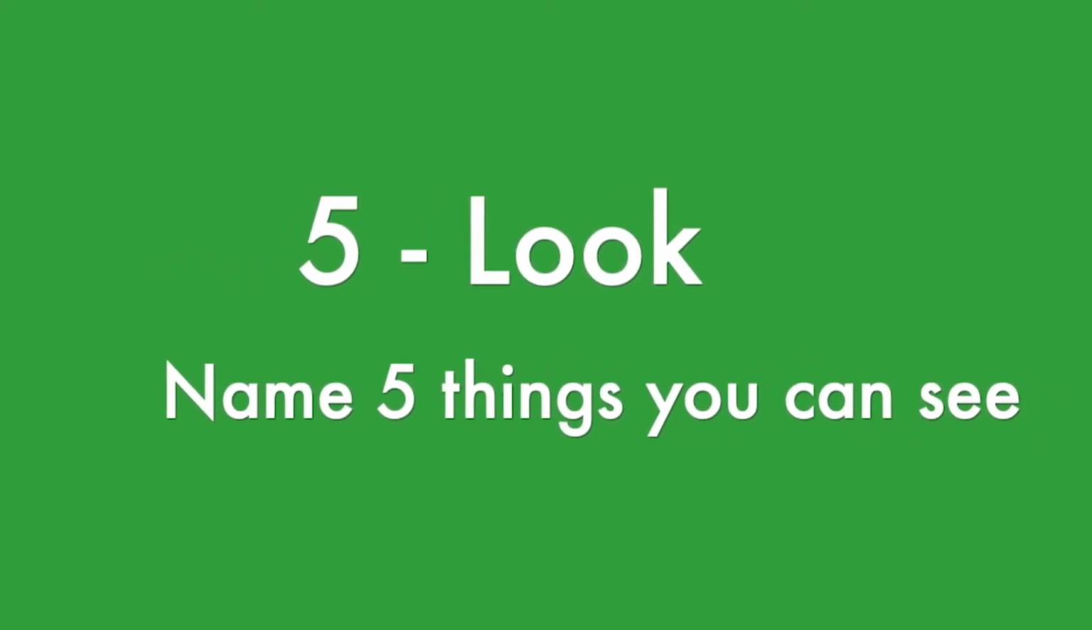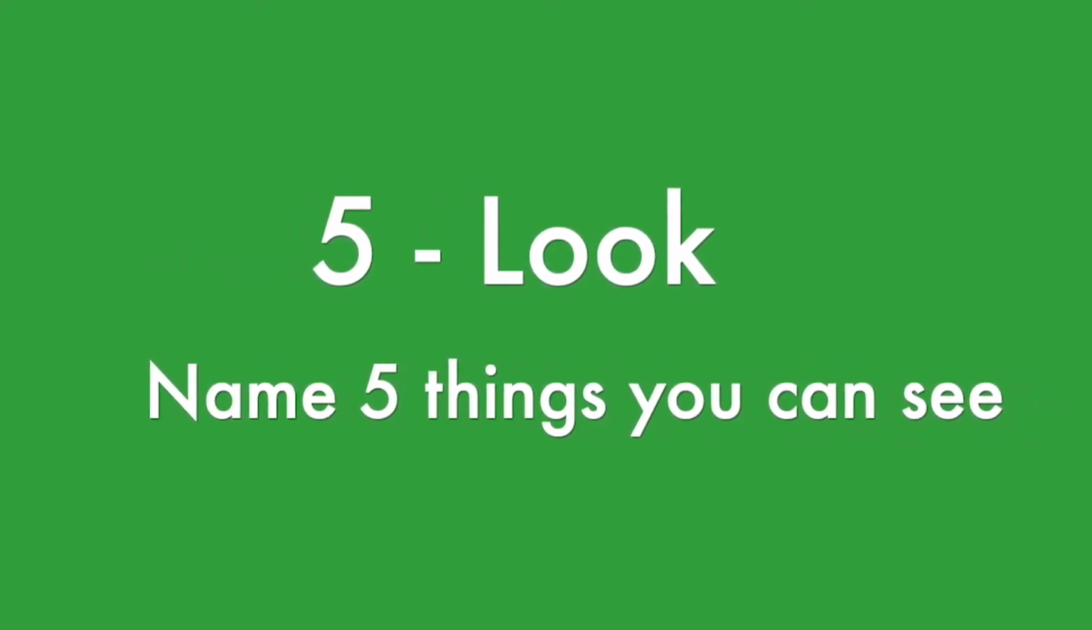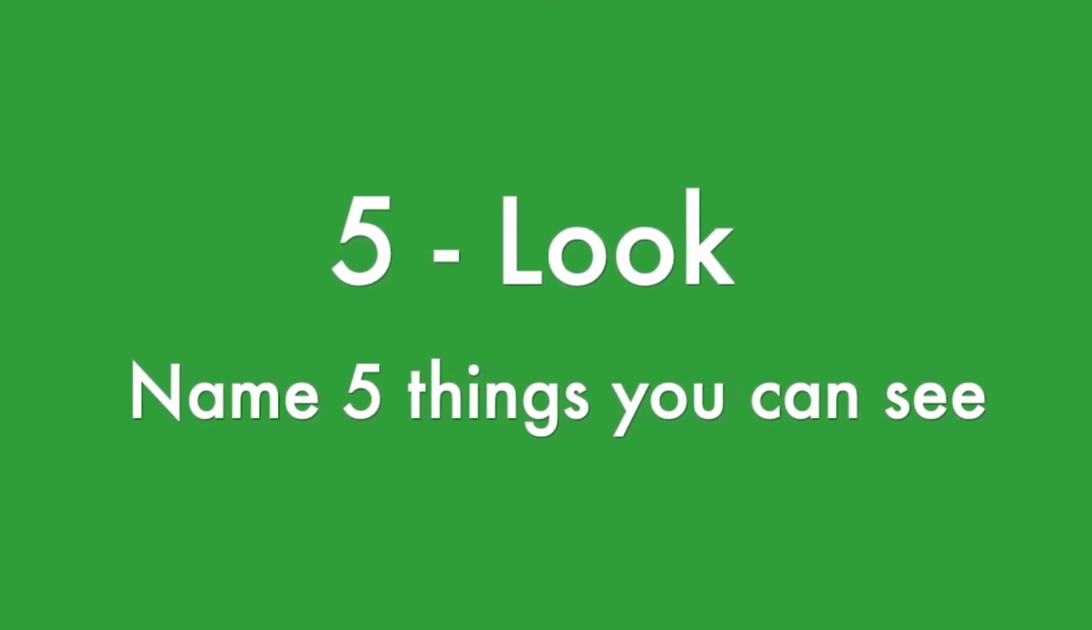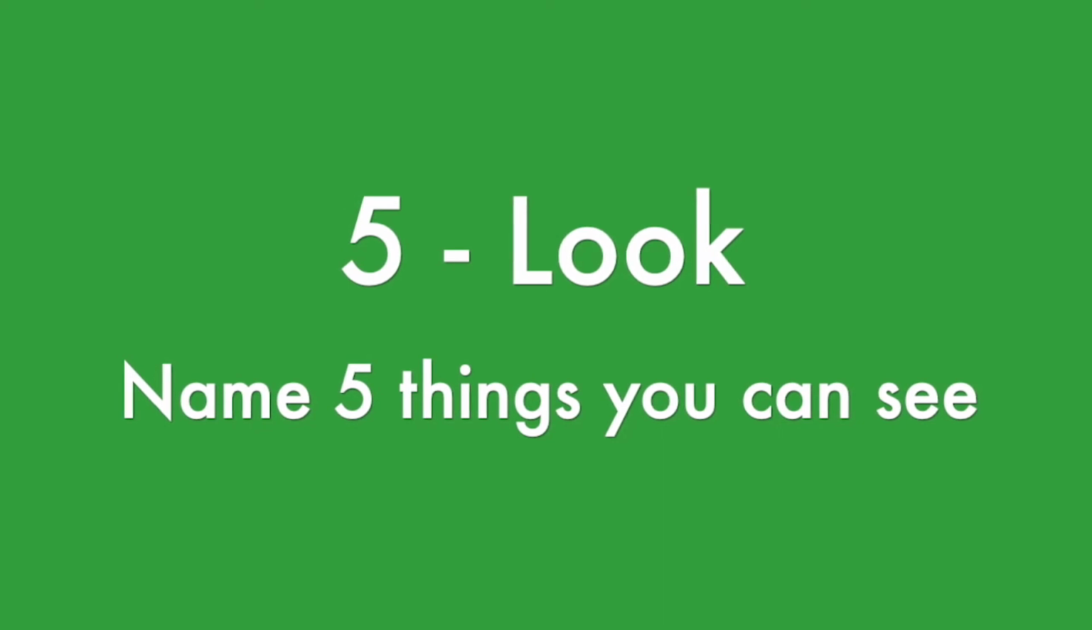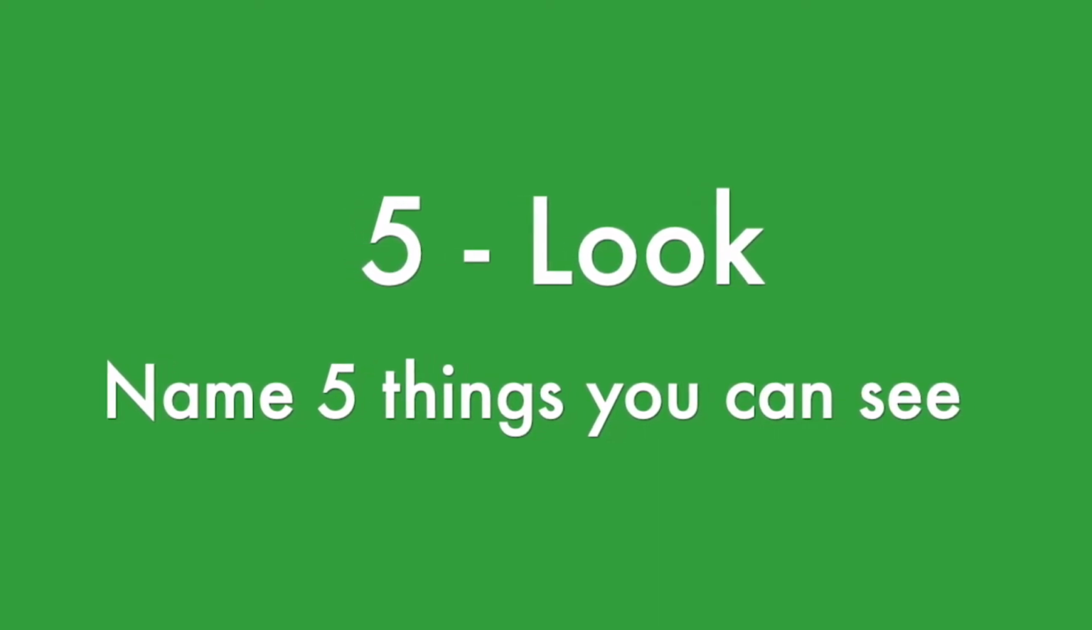Number 5, look. Look around for 5 things that you can see and say them out loud. You could say, I see my dog. I see the pillow on the couch. I see a picture on the wall. Or I see a cloud in the sky.